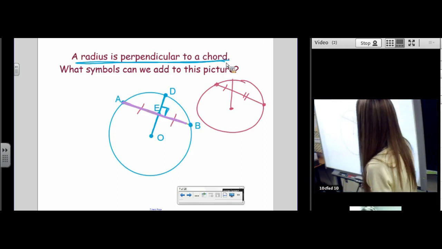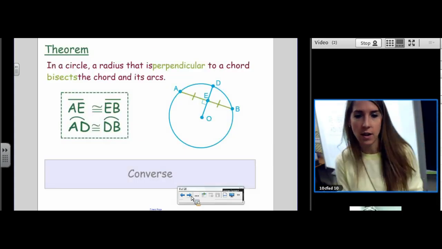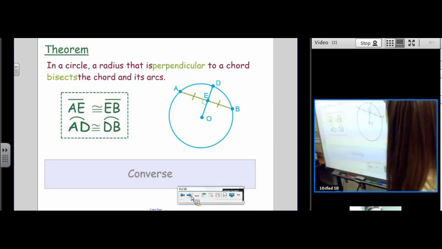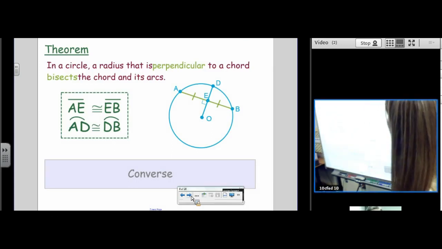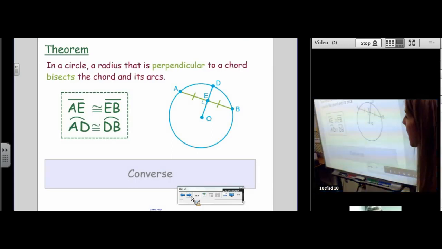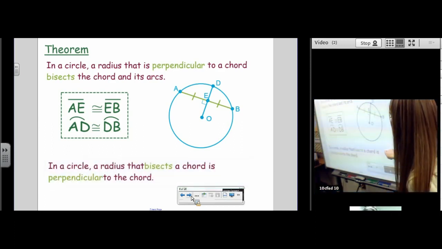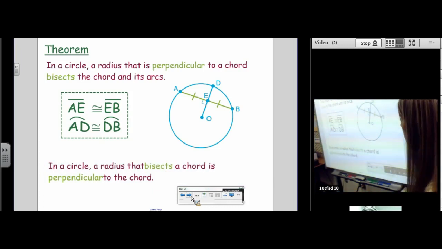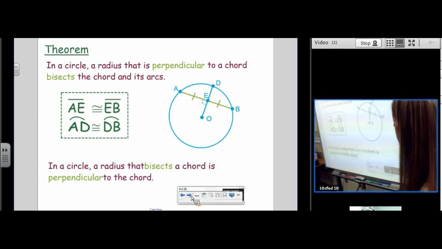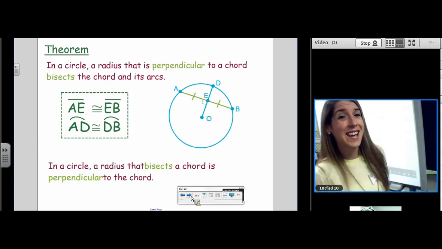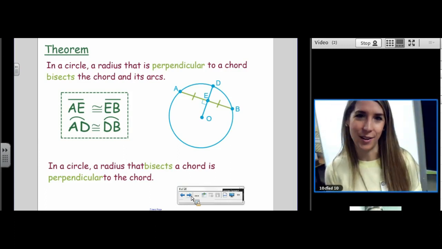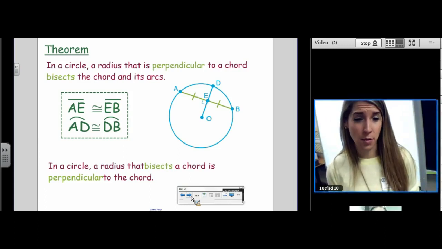Okay, so this is what you would write down. This is the first theorem. In a circle, a radius that is perpendicular to a chord bisects the chord and its arcs. The converse is also true. Sorry about the spacing there. The converse is true as well. If a radius cuts a chord in half, then it's perpendicular to the chord. So it's true both ways.